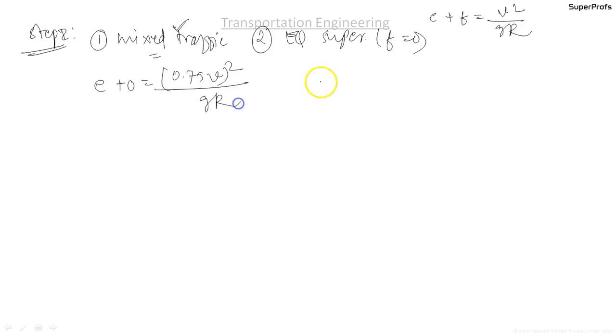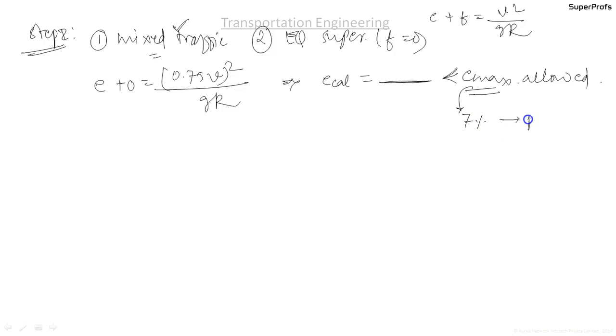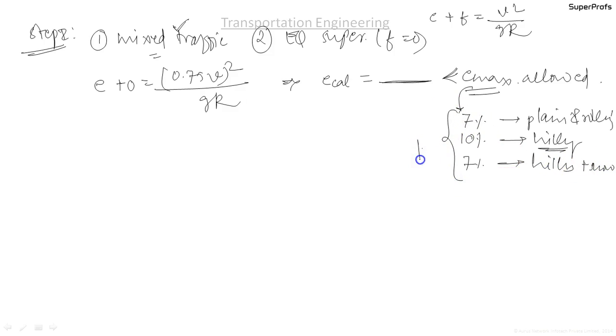Okay, this is where the formula gets modified, and from here, whatever E calculated value we get, if it is less than the E max allowed. Now this depends; at times it is given, or E max is 7% for plain and rolling terrains, 10% for hilly and mountainous terrains, and it is again 7% for hills plus snow. It comes from IRC, that is the limits of super elevation.